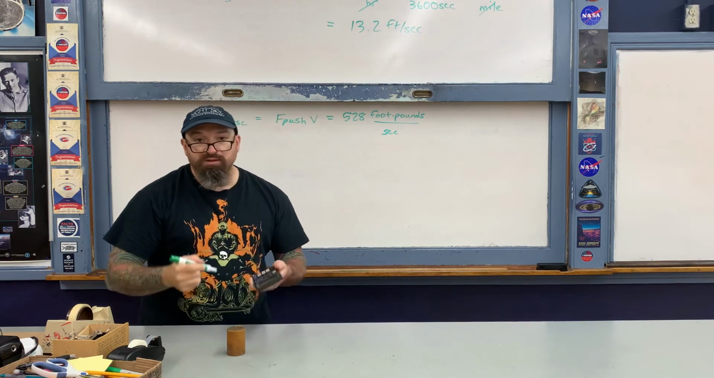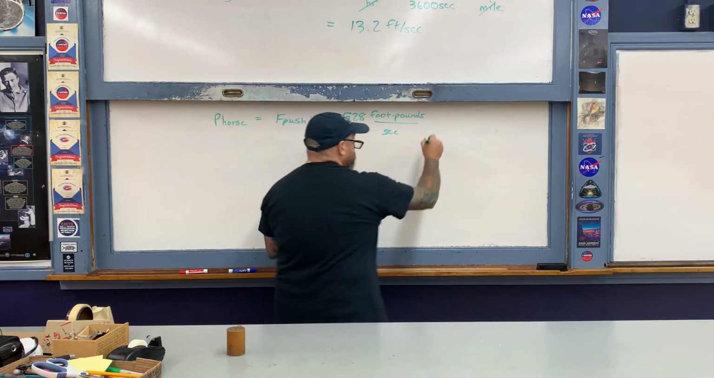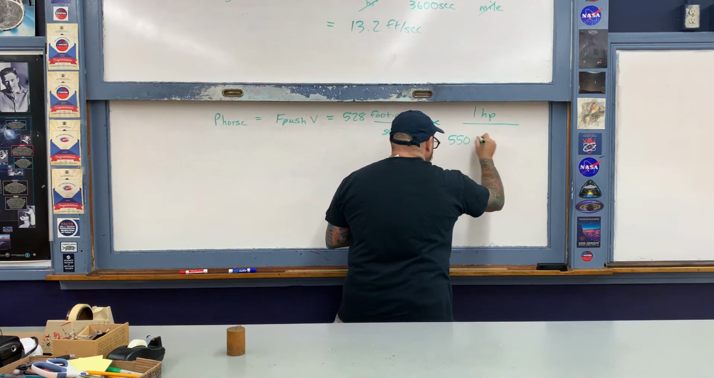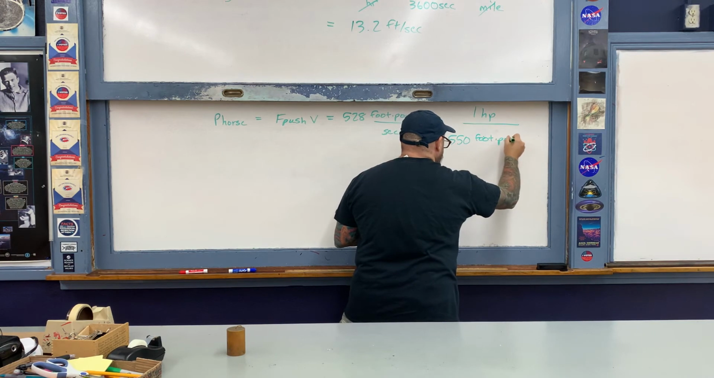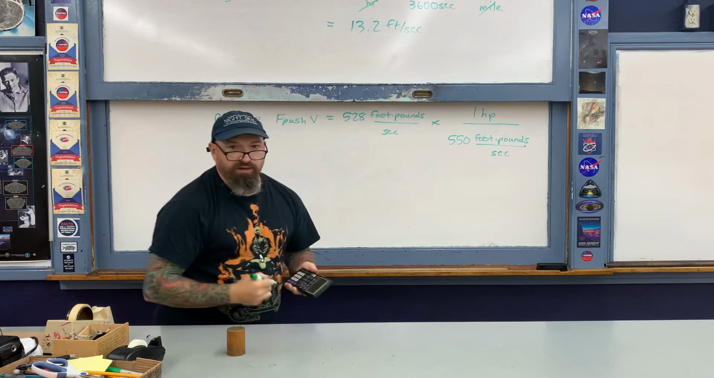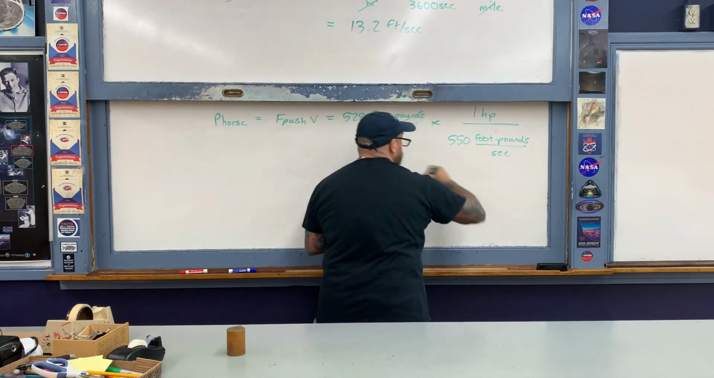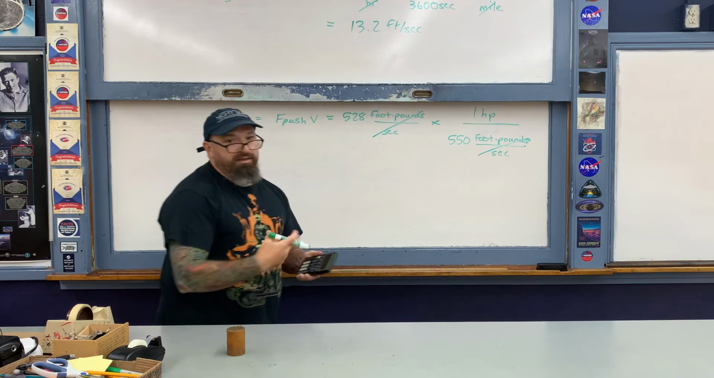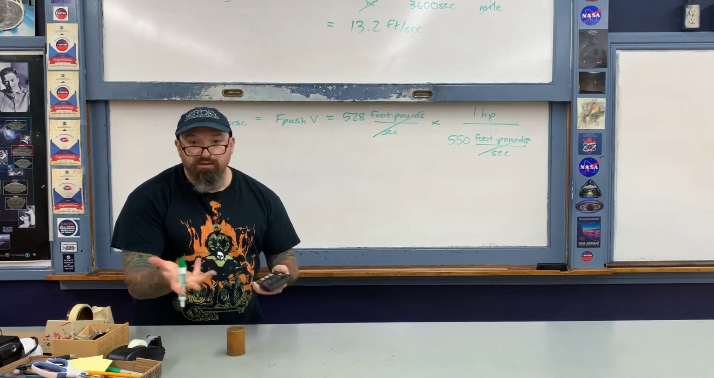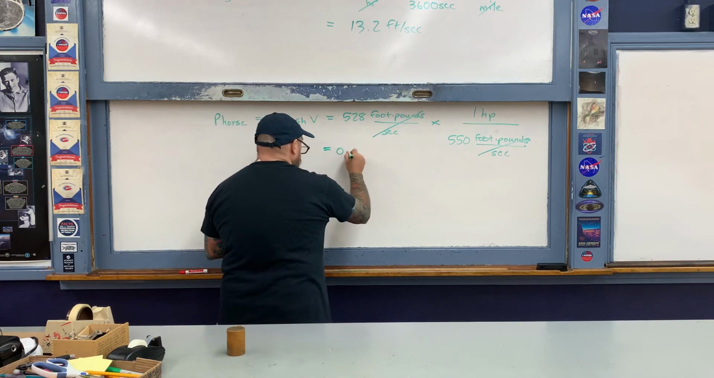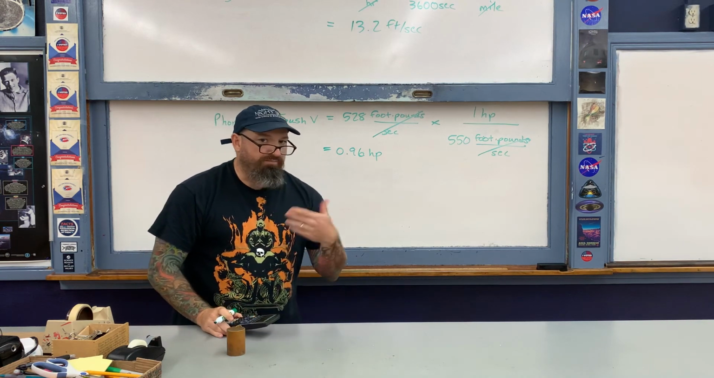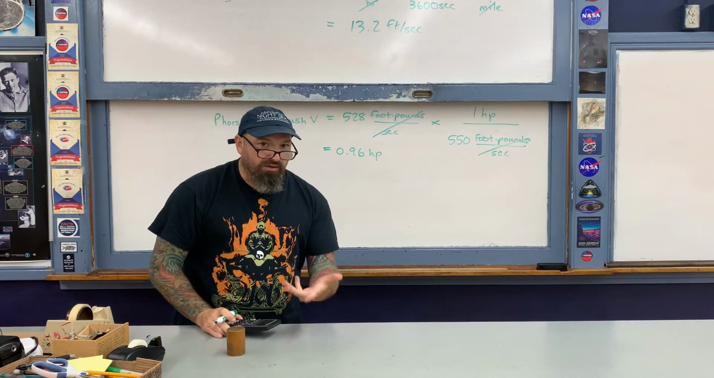But now let's convert this into horsepower. I'm going to multiply by 1 horsepower per 550 foot-pounds per second. This is the conversion factor between the two, and no, you don't need to know that conversion factor off the top of your head. Okay, let's cancel out the foot-pounds per second, and then we'll end up with the power in terms of horsepower. So basically divide by 550. And this is very nearly equal to 1. It's 0.96 horsepower.